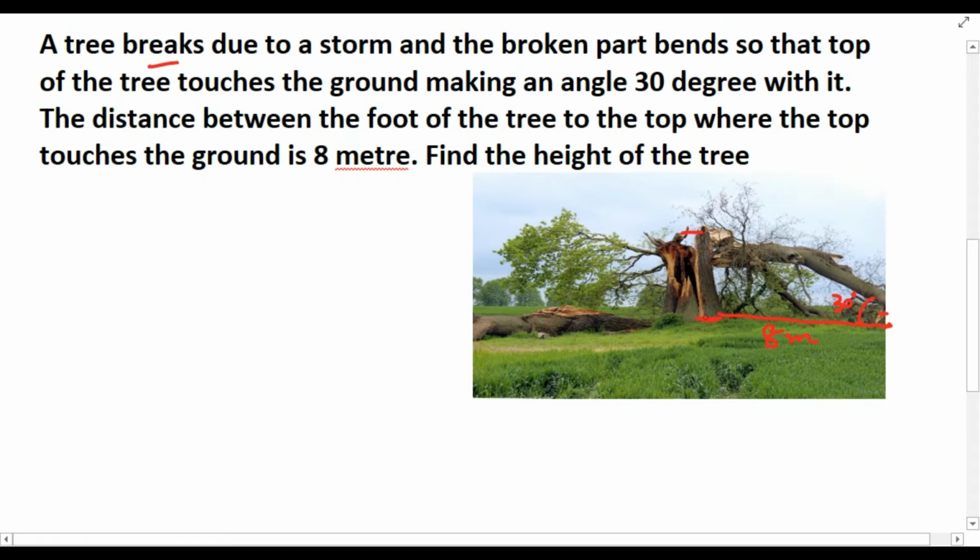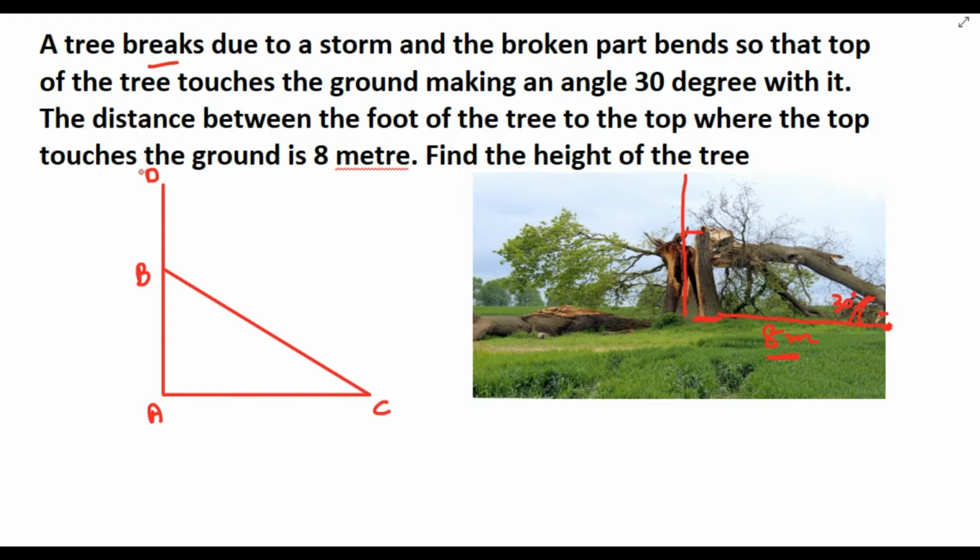We need to find out height of the tree, because this will be the total height. After the storm, it has broken down and the broken part touches the ground, making an angle 30 degree with the ground. Distance between the foot of the tree and where the top touches the ground is 8 meter. So we will be converting this into right angle triangle, and using the trigonometric ratios we will find the height of the tree. So let's read the question once again.